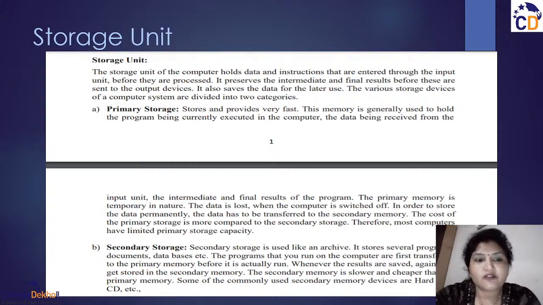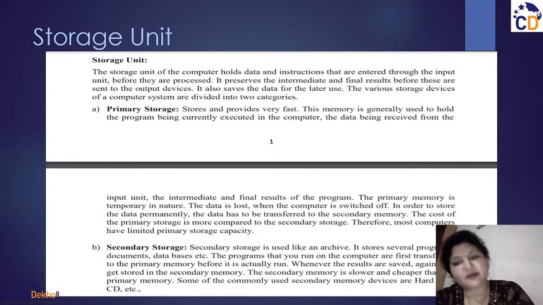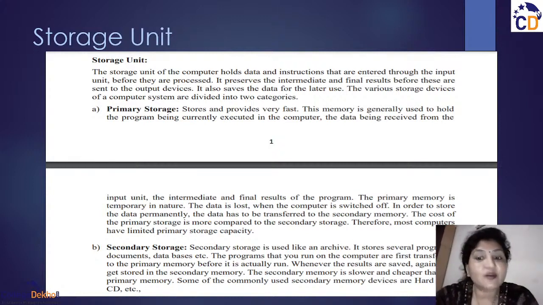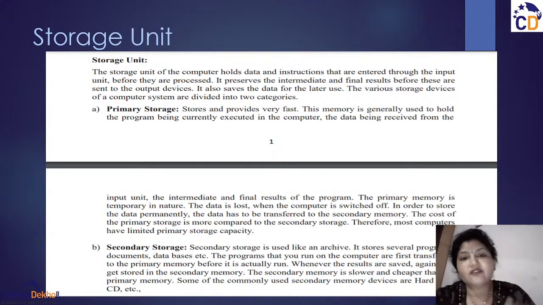The data being received from the input device, and the intermediate and final results of the program. The primary memory is temporary in nature, right? The data is lost when you switch off your computer. So that's why we call it what? Yes, temporary memory. The cost of primary memory is more as compared to secondary storage. Why? Because primary memory is the main memory and it is much more expensive. And again, cache memory is more precious and more expensive than your main memory.